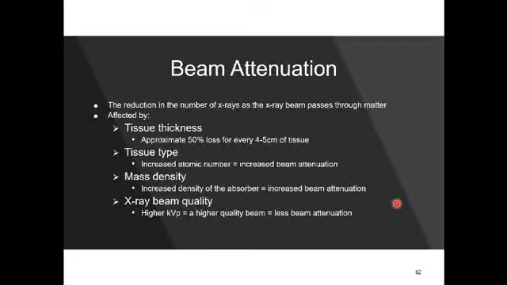Mass density, how large or small the body part is that you're imaging, and again, the beam quality. So the higher the KVP, the higher quality beam you have, the more penetrating it is. You're going to have less beam attenuation because the beam's going to be able to go through the patient more.